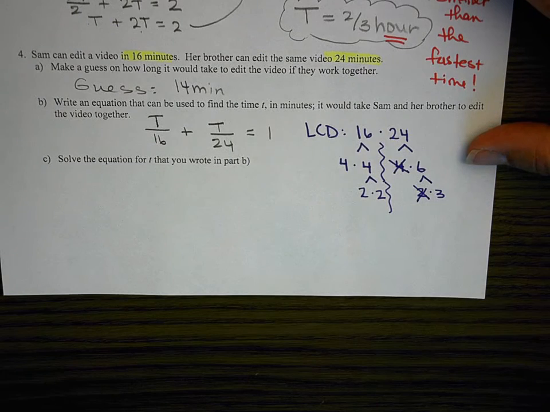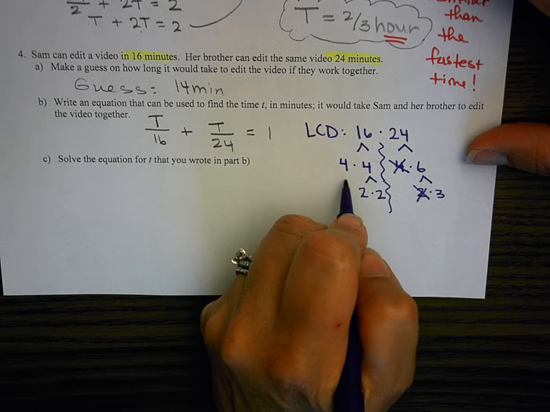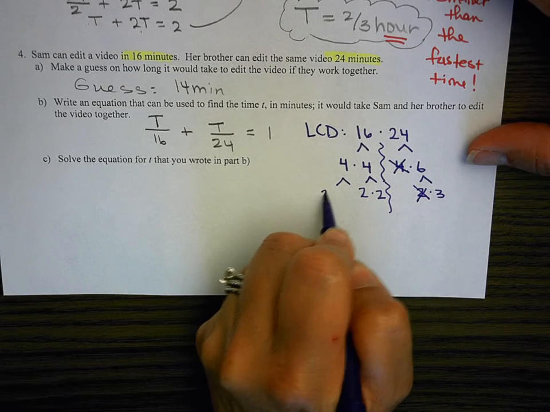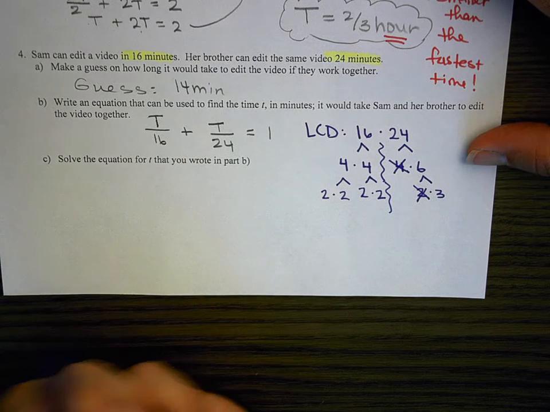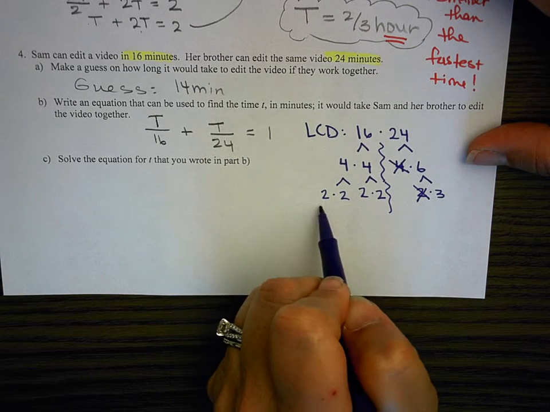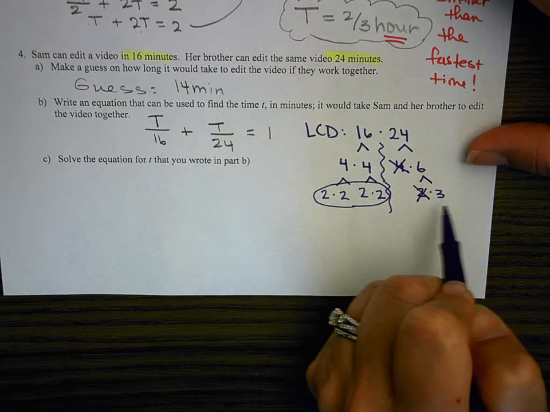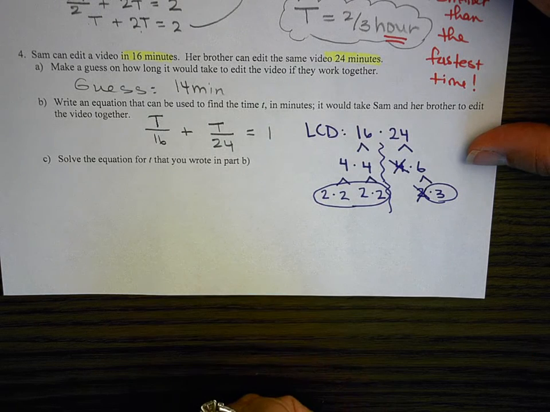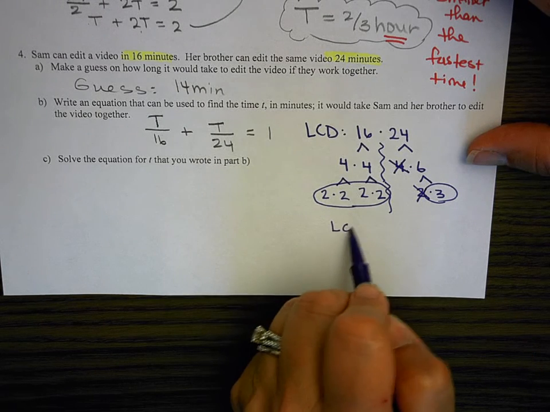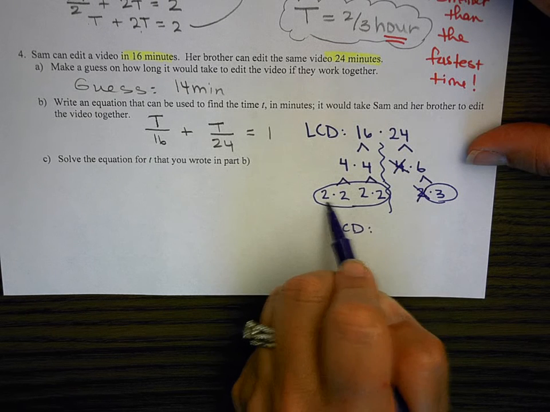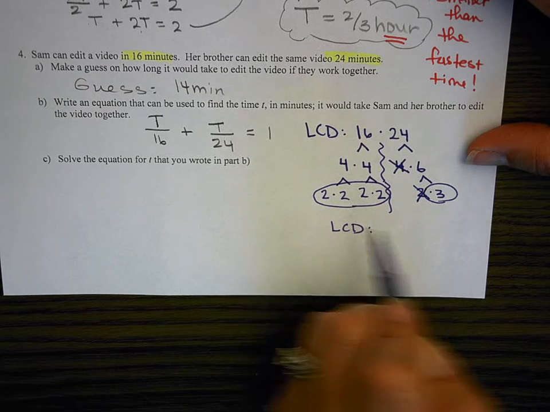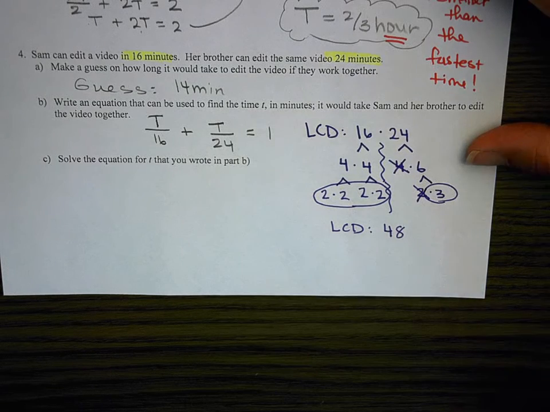All right? So then my last factor here, so 4 is 2 times 2. And so then all of this, with this 3, is going to be my lowest common denominator. So that would be my lowest common denominator, 16 times 3, so 48. Okay, so my LCD is 48.